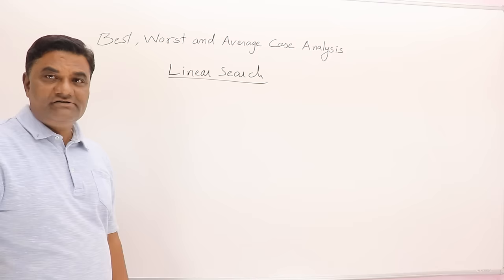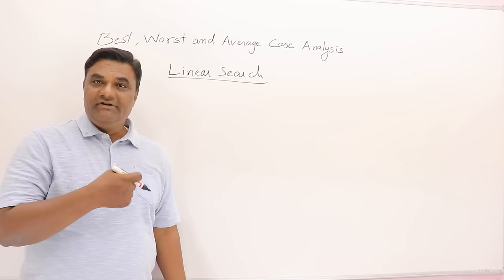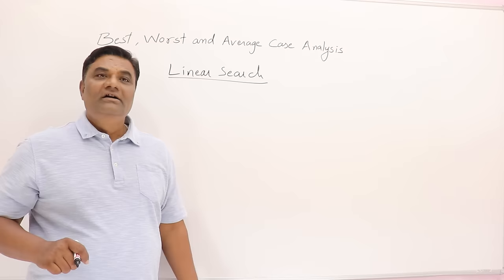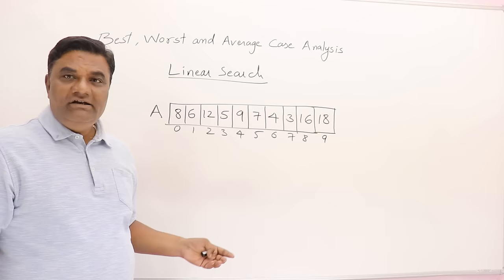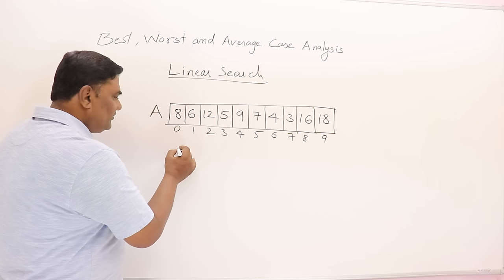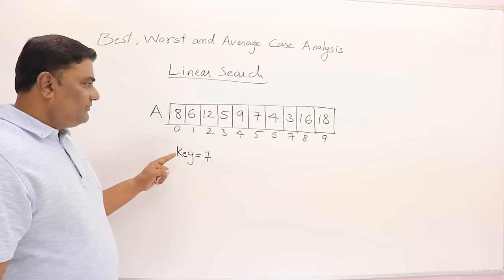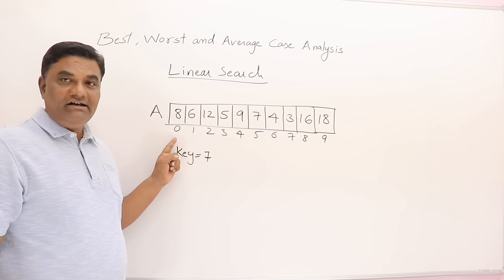If a list of elements is given, then when we are searching for any element in that list, we have different search methods available, like linear search and binary search. Let us see how linear search works. Here I have a list of 10 elements, and I want to search for some key element. Let us say I want to search for key element 7. The linear search will start scanning the list from the left-hand side by checking each element at a time.